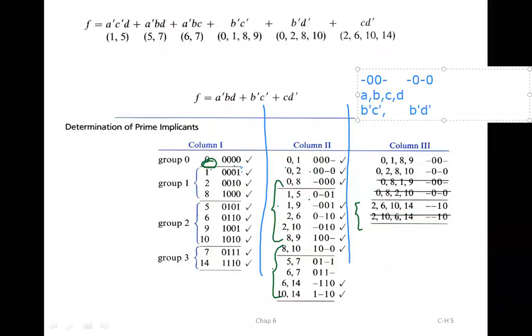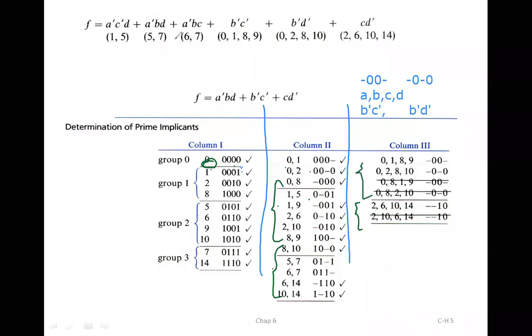Next, what is the third prime implicant which is left out in the third column? I cannot compare further. Again, I have to compare these two columns and check. Because I cannot compare further, I'm writing the solution over here. So what is the third element I have? Third element is hyphen hyphen 1 0, which means A is not there, B is not there. So I will be having C bar and D. So these are the three prime implicants which I got over here.